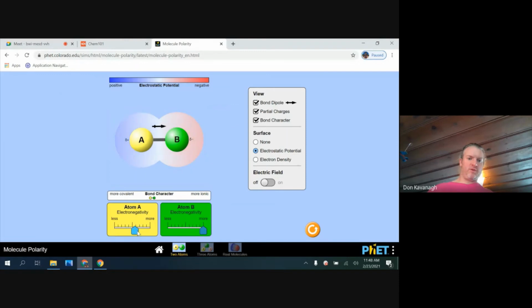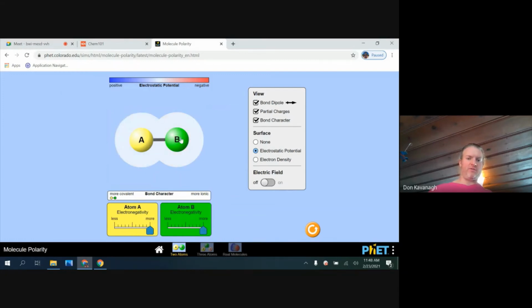Let's move a little bit further over. Now we're getting to like selenium, arsenic. So these delta negatives and delta positives are smaller. The arrow is shorter, and it's even harder to see the blue and the red, and you can see that this is getting closer towards the covalent side right here. This is probably a polar covalent, so to speak. And we keep on going to where they're identical.